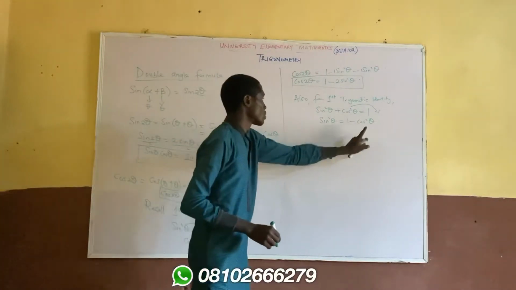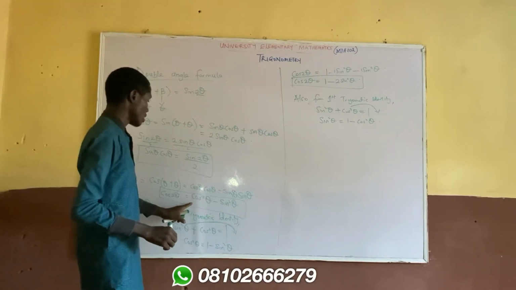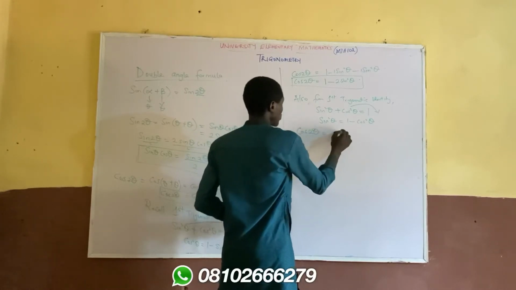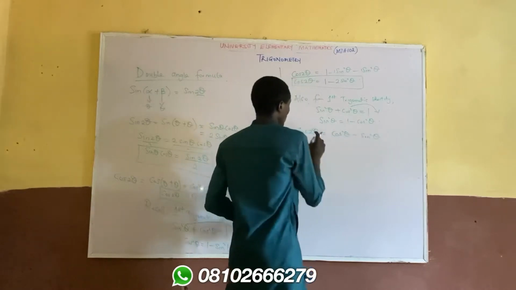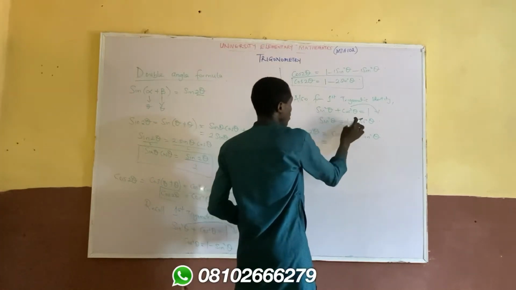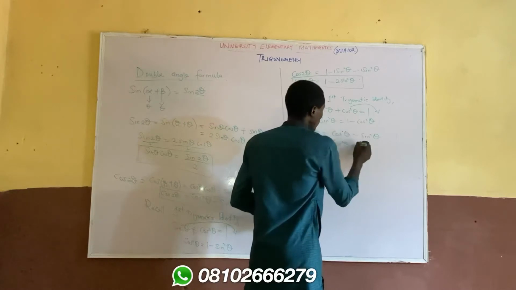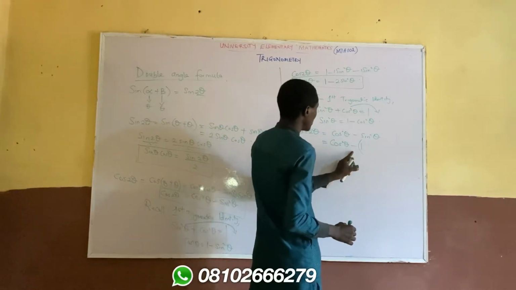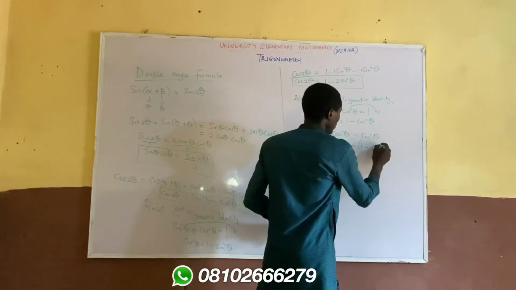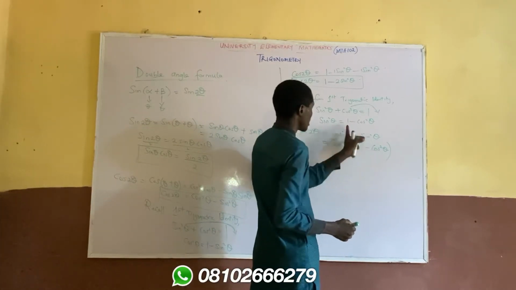Now, bring this 1 minus cos squared theta into the cos 2 theta expression here. We said cos 2 theta is equal to cos squared theta minus sine squared theta. Now, sine squared theta is 1 minus cos squared theta. So this becomes cos squared theta minus, open bracket, because of the minus I have to open a bracket, 1 minus cos squared theta. Instead of sine squared theta, we put 1 minus cos squared theta.